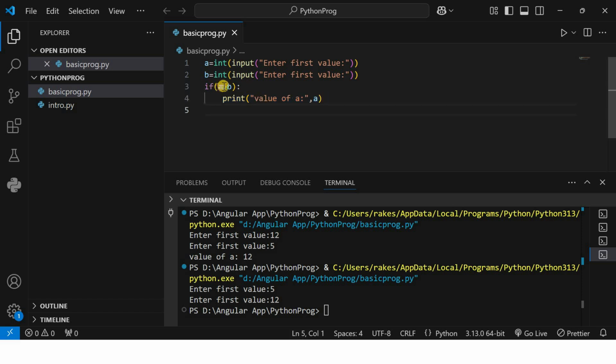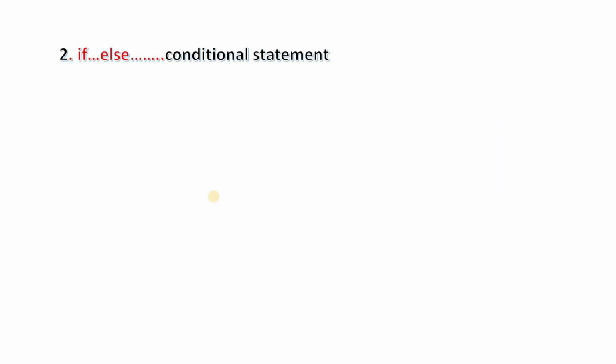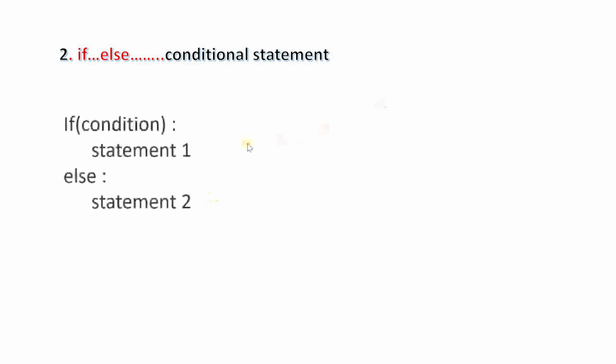Okay, so this is the use of the plain if statement. It is the way to implement the plain if statement in our program. I hope you understood this one. Now, the second part of the if statement is called the if else conditional statement. It means when we use the else part of the if statement, that is called the if else statement.